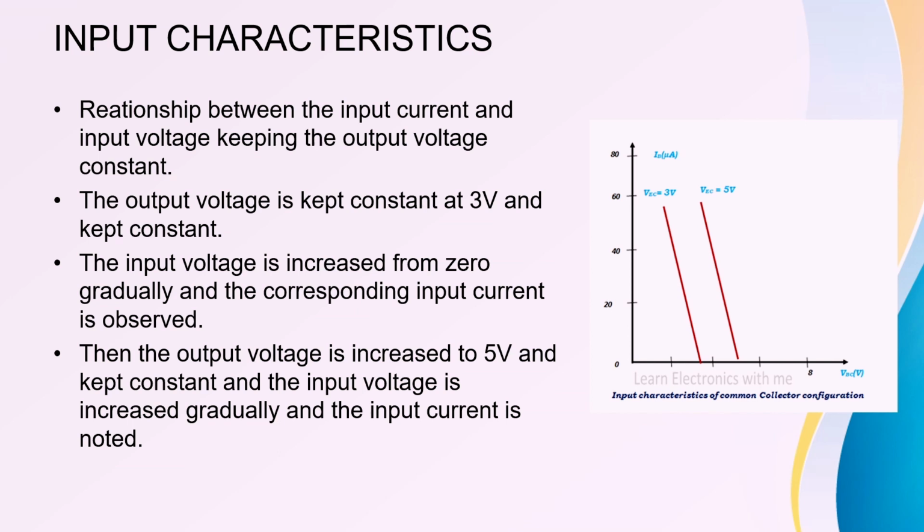The input characteristics are the relationship between the input current and the input voltage, keeping the output voltage constant. Here, the input current is IB, the input voltage is VBE and the output voltage is VCE. The output voltage VCE is initially kept at 3 V and kept constant. The input voltage VBE is increased from 0 gradually, and the corresponding input current IB is noted. Then the output voltage is increased to 5 volt and kept constant, and the input current is again noted.